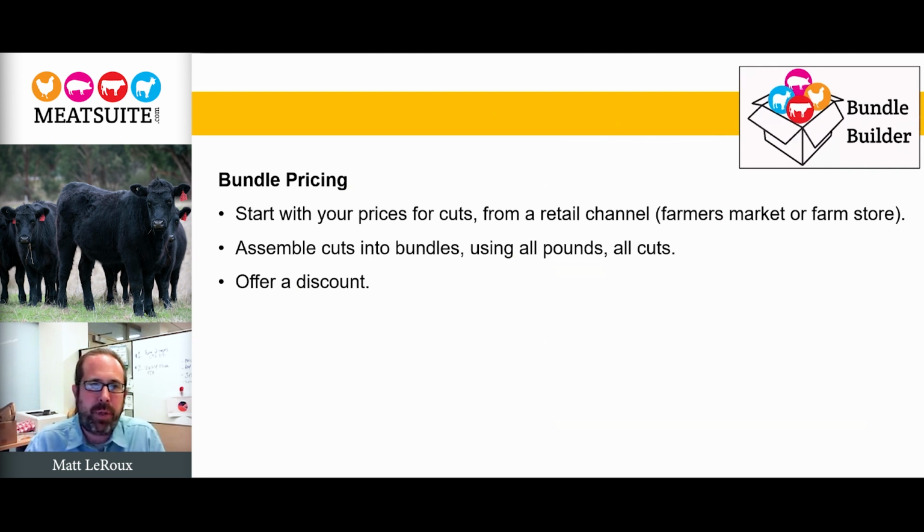When it comes to pricing bundles, I think the logic that you want to use is to start with the value of each cut. So even if you don't sell by the cut, you're going to want to formulate pricing for individual cuts from some retail channel. So you can look at your farmers market prices or your farm store prices, or like I said before, if you don't have a price like that for the cut, take the time to develop those retail prices, because you're going to want to know how to value each piece that you put into a bundle.